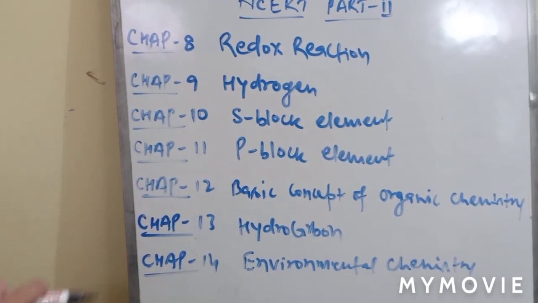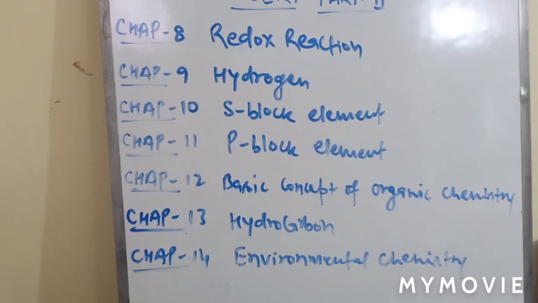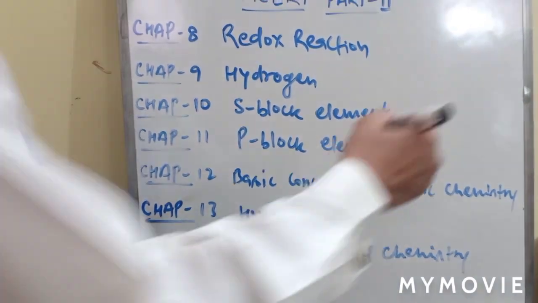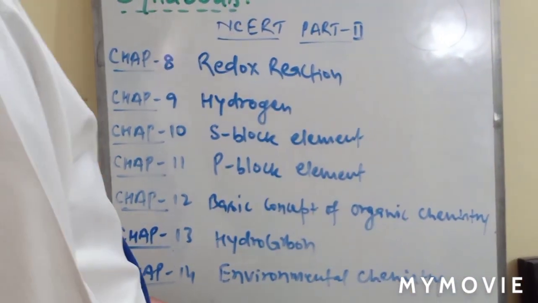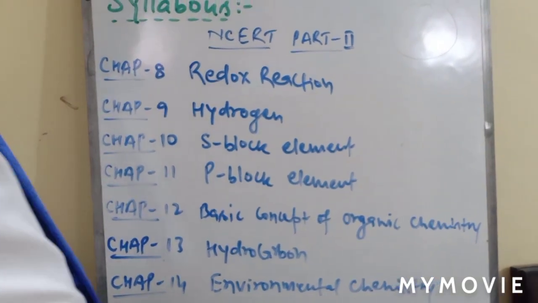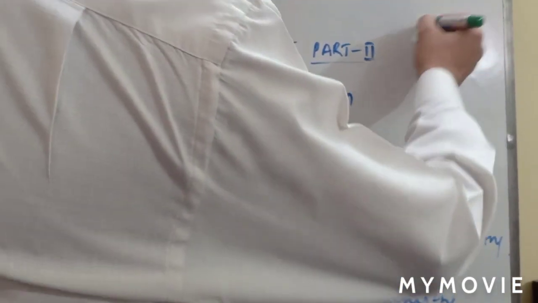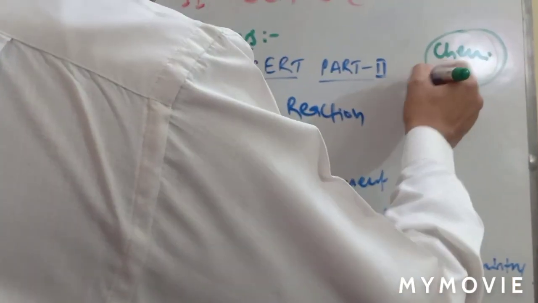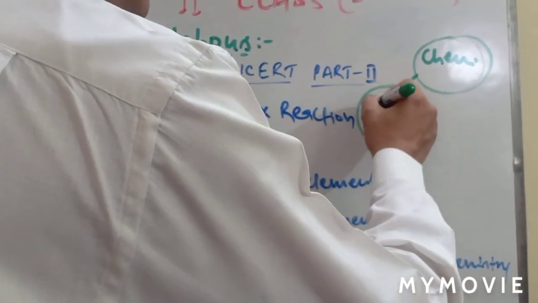Now, if you think about chemistry in the 11th as well as 12th class, chemistry is basically divided into 4 different parts. These are the four pillars of chemistry, and the first is physical chemistry.